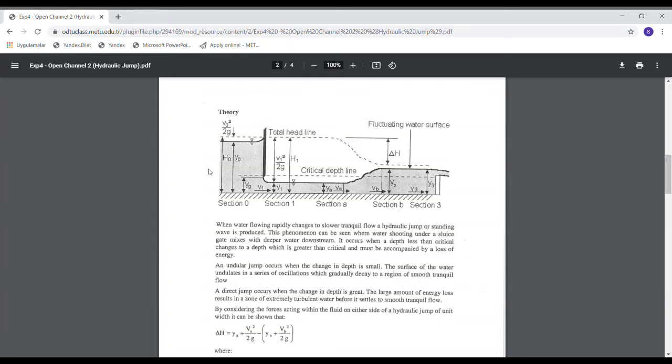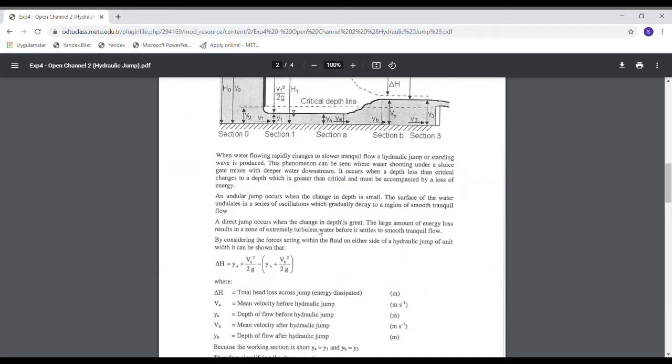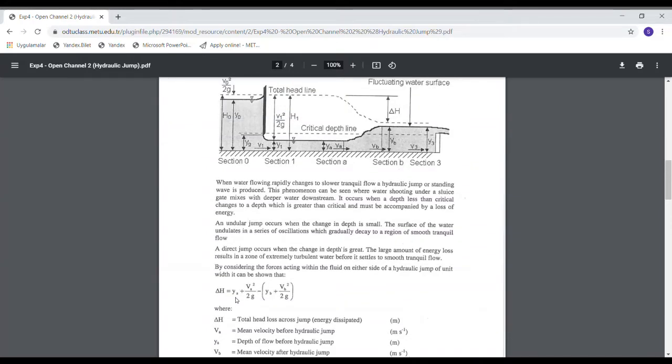An angular jump occurs when the change in depth is small, and on the other hand, a direct jump occurs when the change in depth is great. If we consider the forces acting within the fluid on either side of a hydraulic jump, this delta H formula can be derived. As you see in this formula, we have YA, VA, YB, VB.